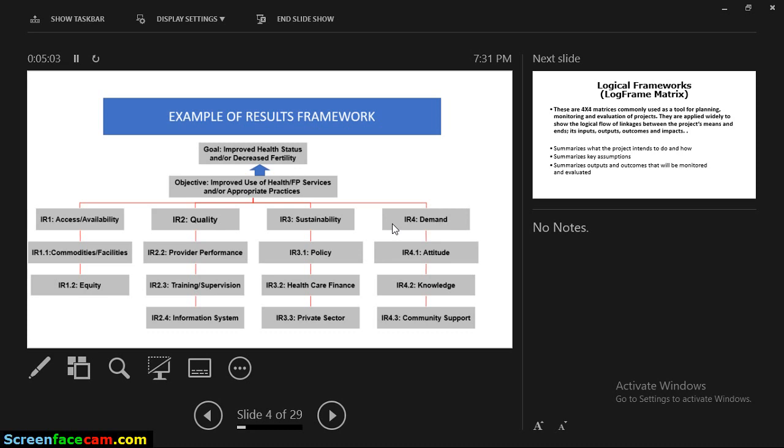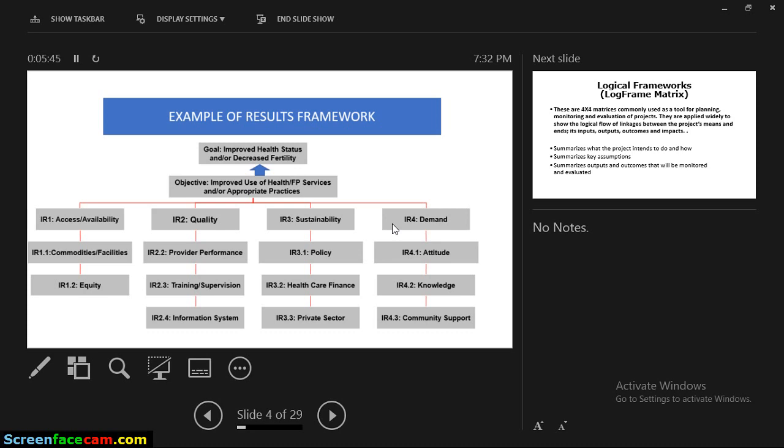Improved health status and or decreased fertility. This is where we want to be as a project. In other words, this is the impact. We are assuming that the impact this project is going to cause in society is improved health status and reduced fertility. Are we together? That's the overall goal. We can do quite a number of things, but the only thing that we want to achieve at the end of the day is to see that there is improvement in health status in that particular community, and on the other side, we must be able to see that fertility is declining or reducing. Are we together? This is where we want to be.